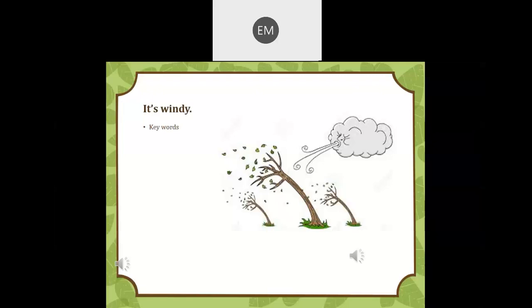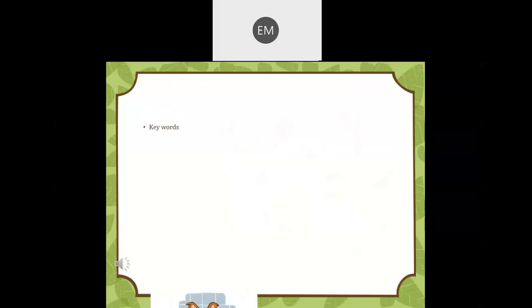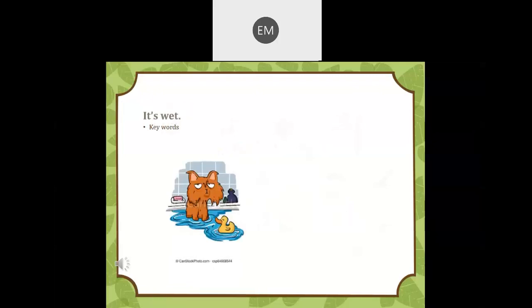So it's windy. It's windy. And look at the cat. The cat is wet. Wet. It's wet. Very good. So you check with your students. It's raining. It's sunny. It's hot. It's windy. And then it's wet.